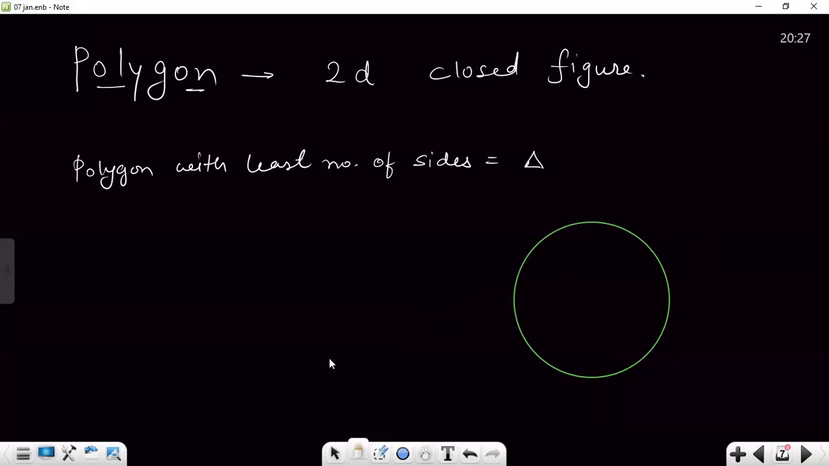Okay. Triangle has three sides. Square has four sides. Pentagon has five sides. Hexagon has six sides. And then comes heptagon, right? If I'm wrong, please correct me. Then comes octagon, and then comes nonagon, a nine, and then comes decagon. Is that clear, everyone?